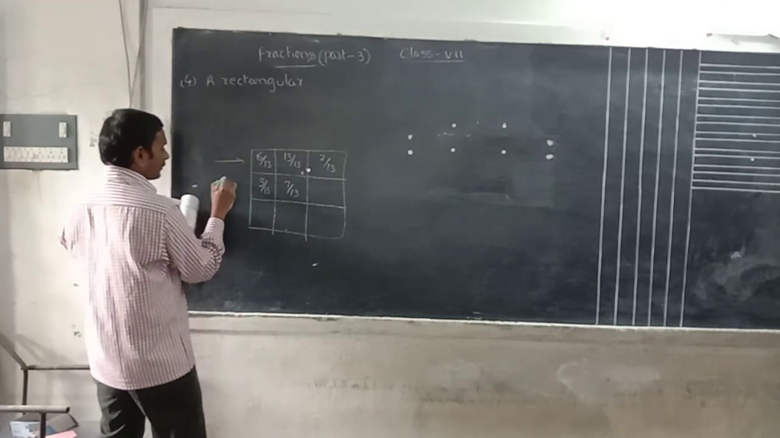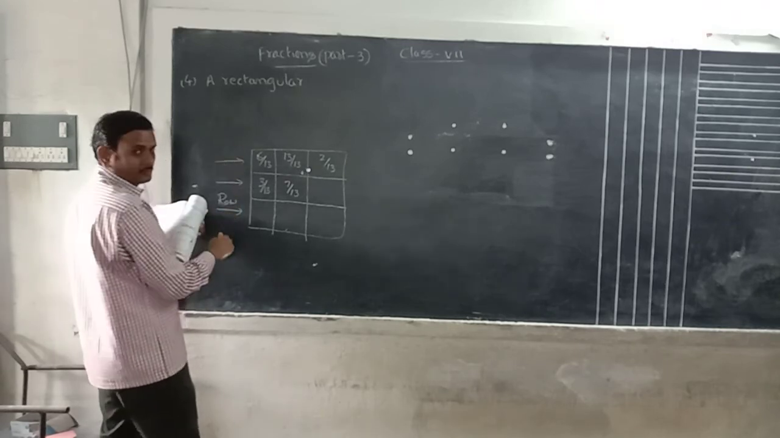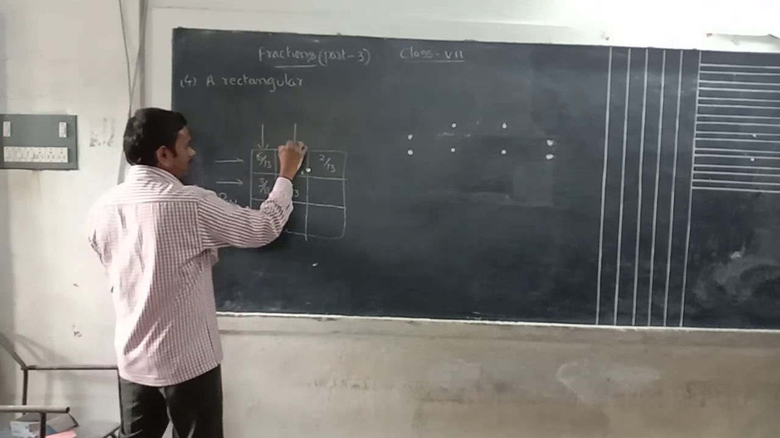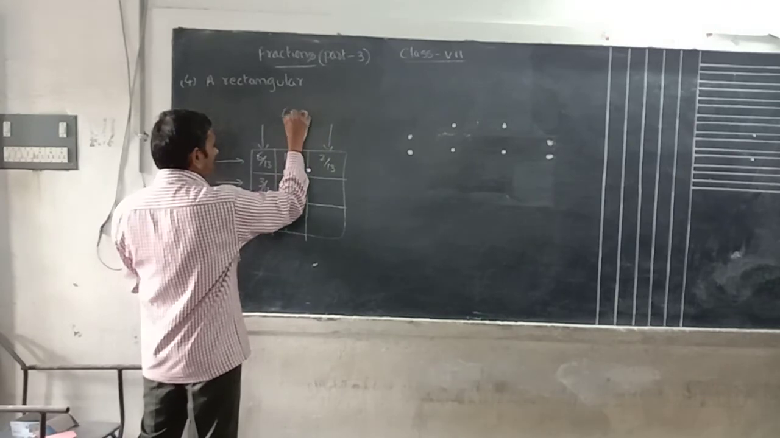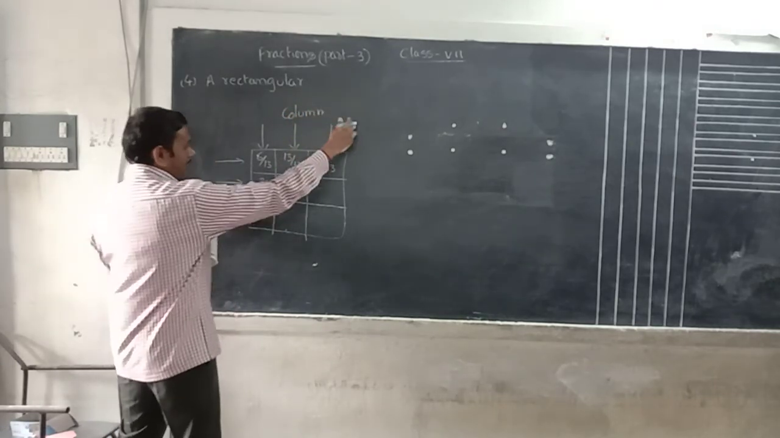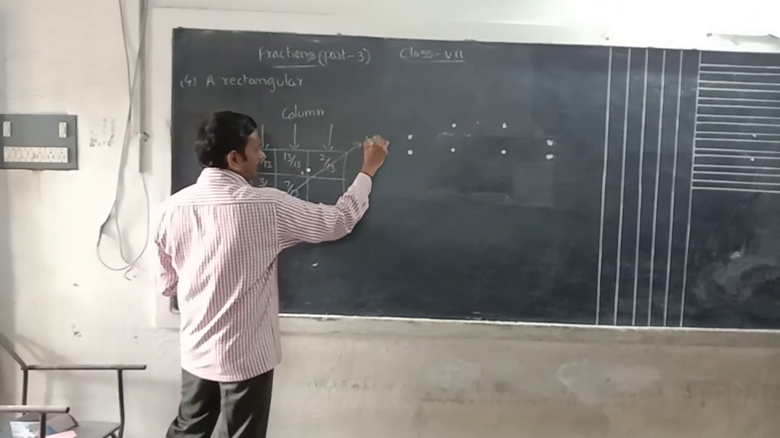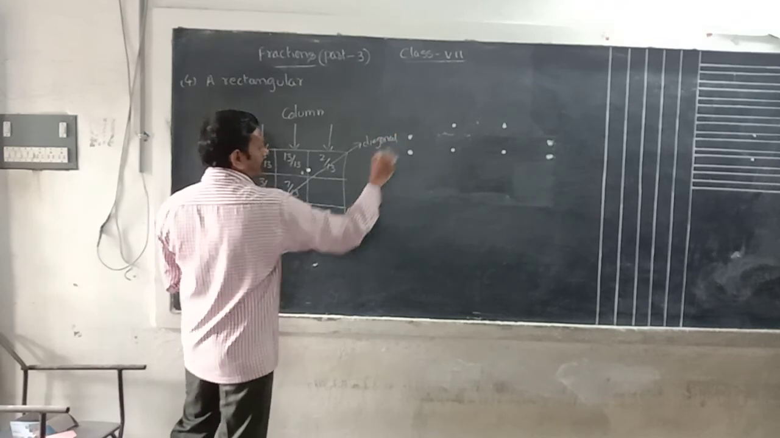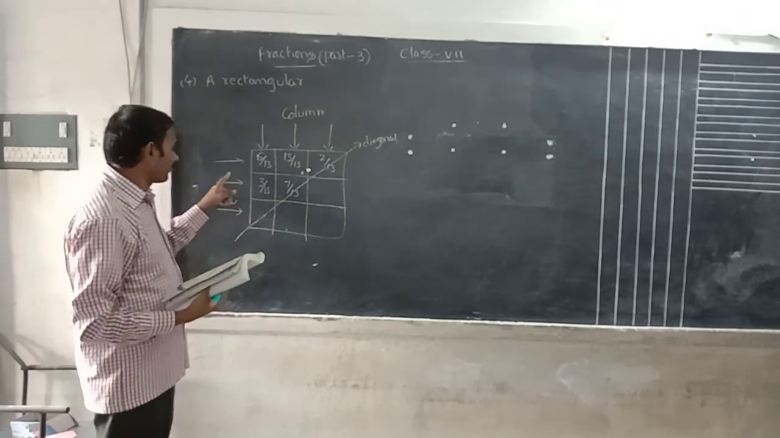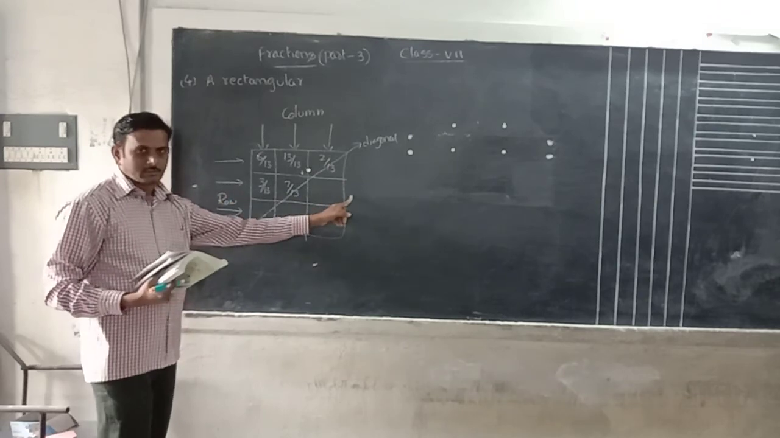These are called rows. These are called columns. These are called diagonals. Given the row, column and diagonal combinations, we have to add them. Try this yourself.